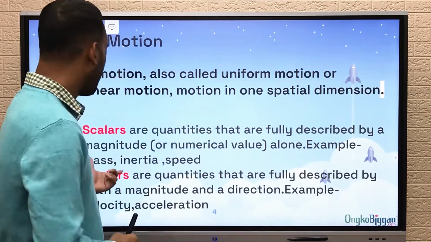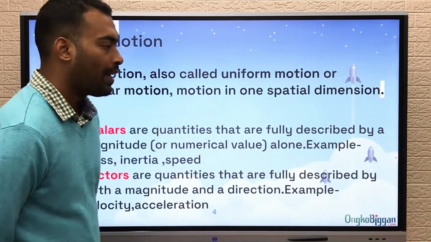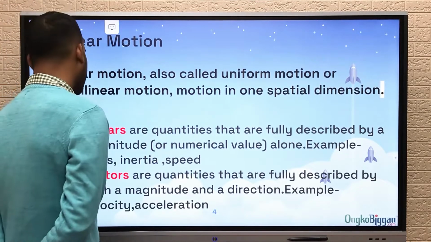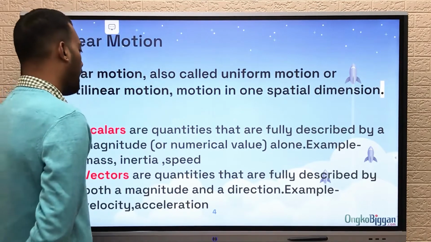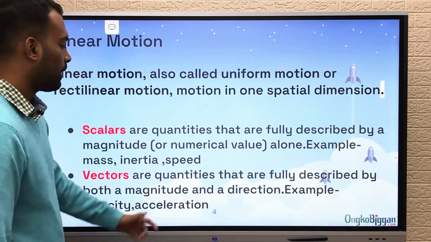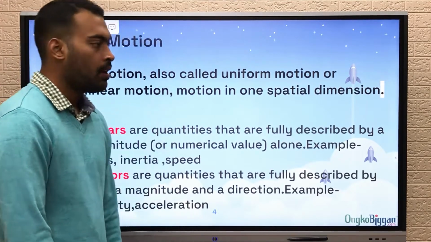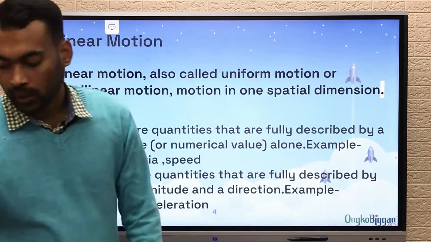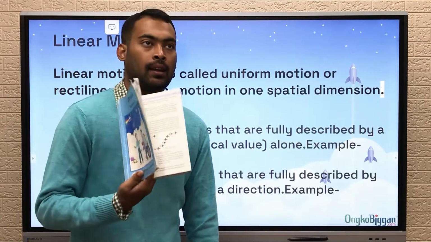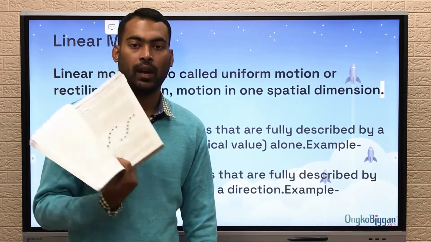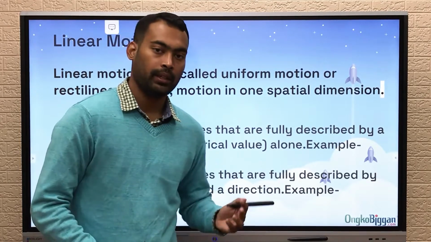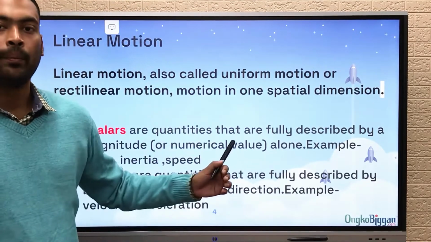Those quantities can be divided into two parts. One is scalar and one is vector. Now, what does scalar say basically? Scalars are the quantities that are fully described by magnitude alone. Examples: mass, inertia, speed. Let's try to understand what these things actually mean. Mass. What is mass? Suppose I say the mass of this book is 200 gram. We know that mass is measured in terms of gram, in terms of kg. These are the measurements of mass, right?